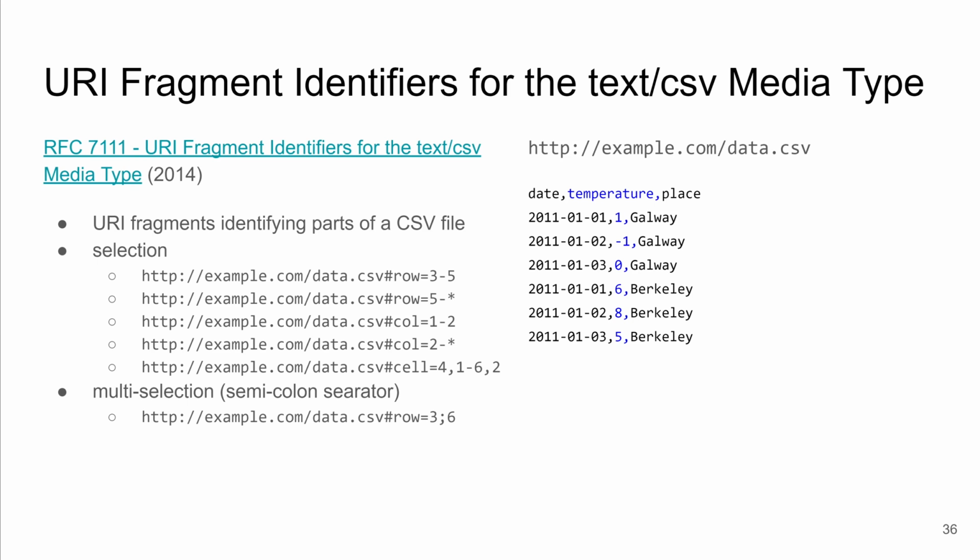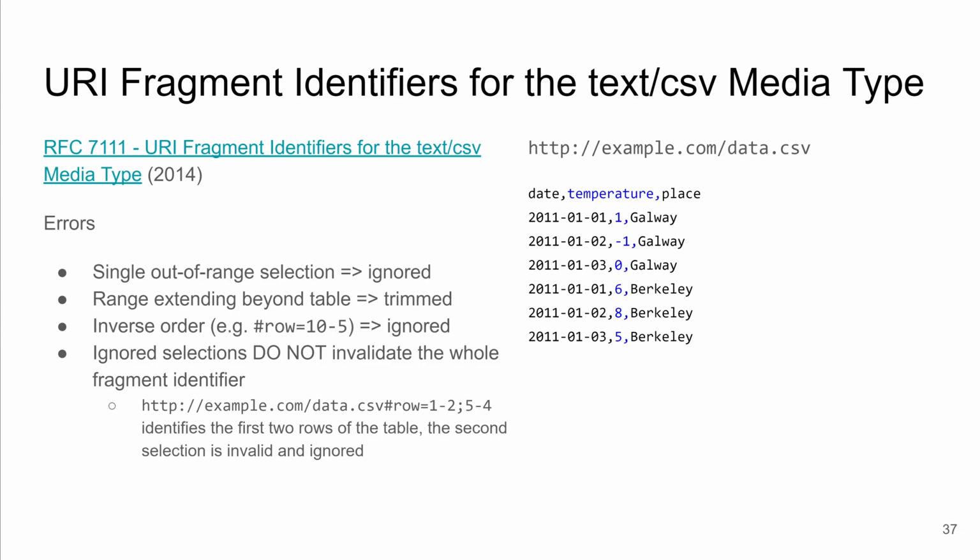There can also be a multi-selection, which means that the selected area is not continuous, is not connected. And in this case, we select row 3 and row 6. So those are semicolon separated.